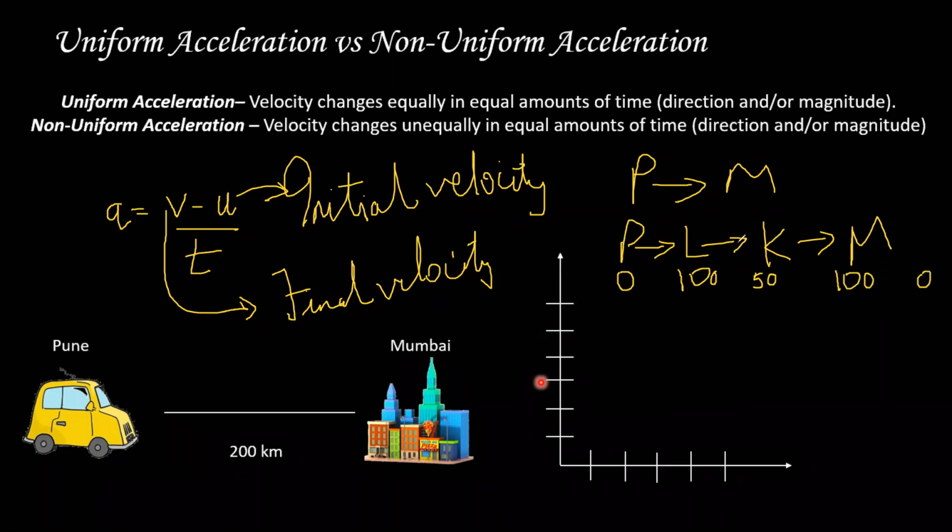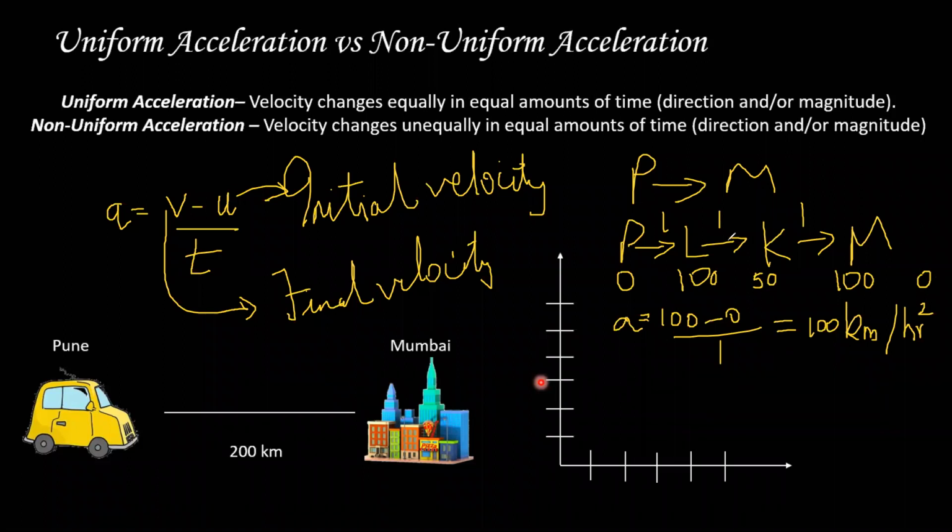Okay. So now my acceleration from Pune to Lonavala will be: acceleration a is equal to 100, which was the final velocity, minus 0, upon, let's say I took 1 hour. For each leg of the journey, I took 1 hour. So it is 1, so it is 100 kilometers per hour square. Why is it per hour square? Because we're looking at change of speed over time.